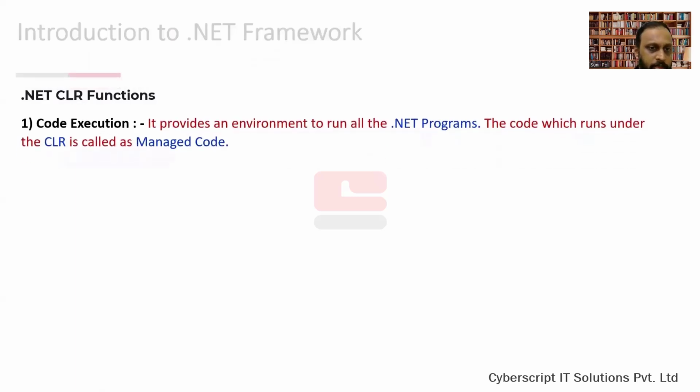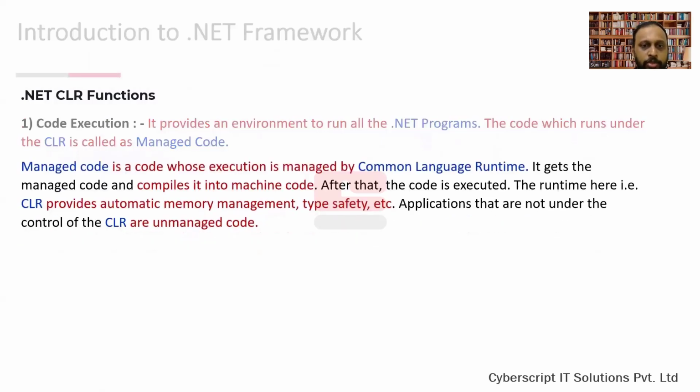Let's check the tasks performed by the CLR. The first task is code execution. It provides an environment to run all the .NET programs. The code which runs under the CLR is also called managed code. Managed code is code whose execution is managed by the Common Language Runtime. It gets the managed code and compiles it into machine code. After that, the code is executed. The runtime, that is CLR, provides automatic memory management, type safety, etc. Applications that are not under the control of the CLR are called unmanaged code.